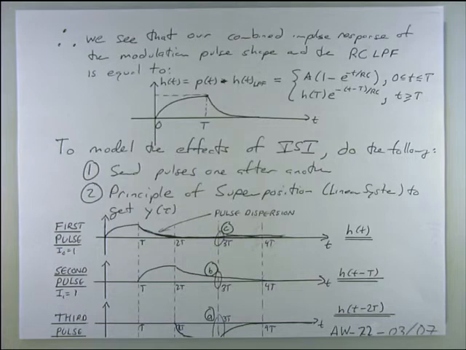So let's say here's our first transmitted symbol. It starts at zero. Here's T. And then it turns off, but it doesn't completely turn off. It still continues to transmit.